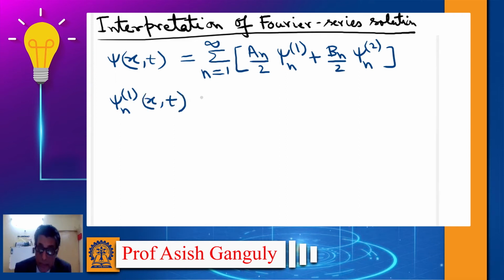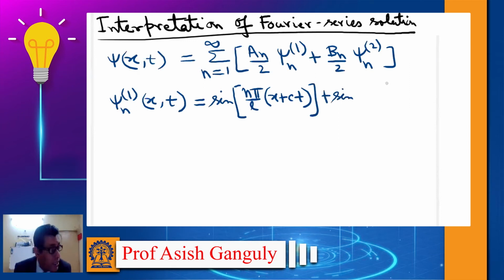You will recall the characteristic directions, that reminds you. If you see the form, it will be sine of n pi by L times (x plus c t), plus sine of n pi by L times (x minus c t).